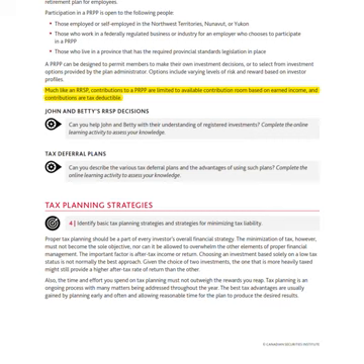Tax planning strategies. Learning objective 4. Identify basic tax planning strategies and strategies for minimizing tax liability. Proper tax planning should be a part of every investor's overall financial strategy. The minimization of tax, however, must not become the sole objective, nor can it be allowed to overwhelm the other elements of proper financial management. The important factor is after-tax income or return. Choosing an investment based solely on a low tax status is not normally the best approach. Given the choice of two investments, the one that is more heavily taxed might still provide a higher after-tax rate of return than the other.